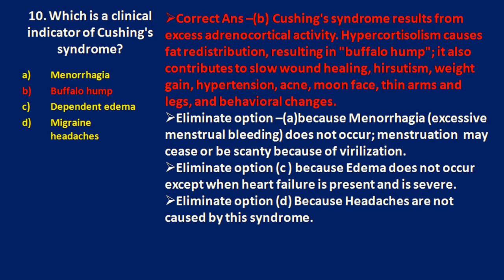Here we can eliminate option A because menorrhagia, excessive menstrual bleeding, does not occur in Cushing syndrome. Menstruation may cease or may be scanty because of virilization. Option C can be eliminated because edema does not occur except when heart failure is present and is severe. We can eliminate option D because headaches are not caused by Cushing syndrome.